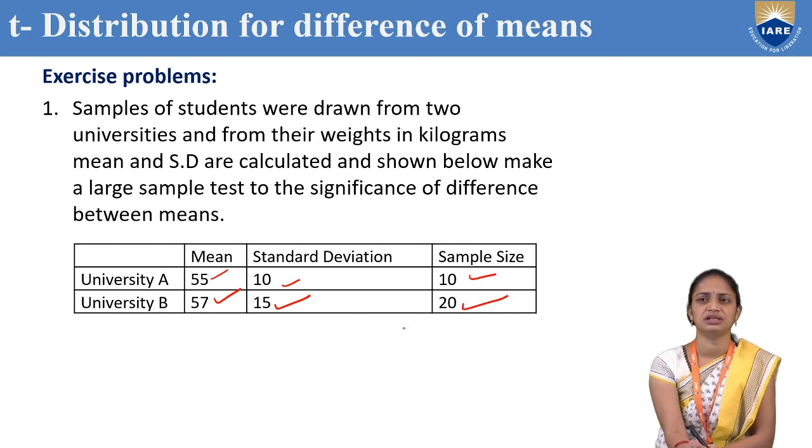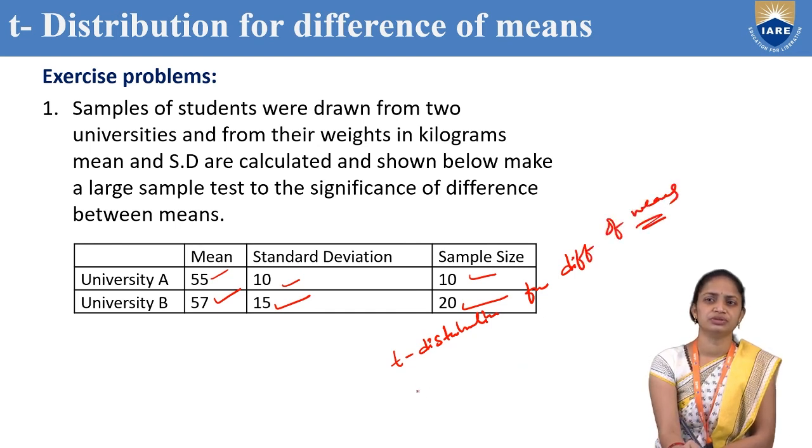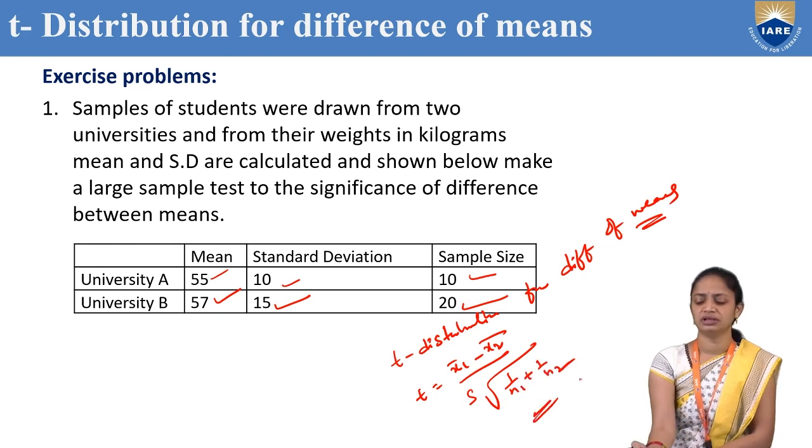Okay, so based on T distribution for difference of means, we can solve this problem. The formula is t equal to x1 bar minus x2 bar divided by s into under root of 1 by n1 plus 1 by n2. So this is our formula.